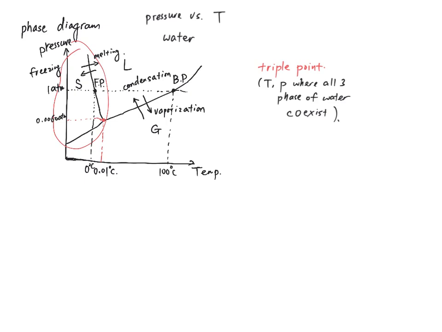Now, what about solid? You can see at this part of the phase diagram, what really happens when you're crossing this line? You're actually turning directly from solid to gas, okay, without going through the liquid process. And from solid turning into gas directly, this is called sublimation.